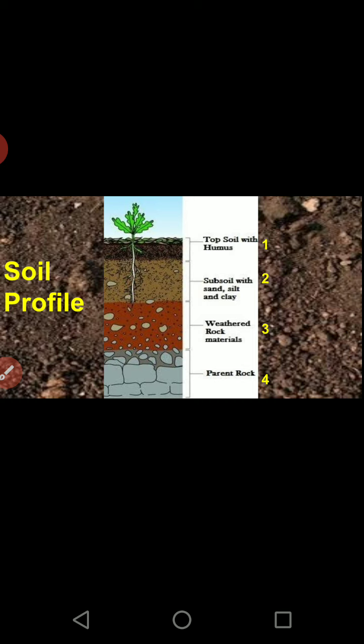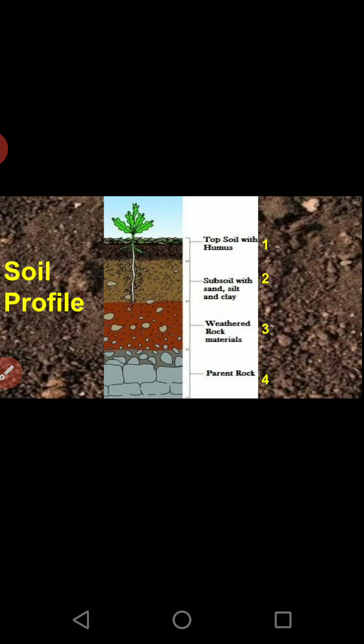So this is how the soil profile looks: you have the parent rock at the bottom, then weathered rock material, then subsoil with a sand, silt and clay mixture, and finally the topmost soil with the humus collection. So likewise you get the fine layer at the top of the soil. Now it is not always possible to find such a profile in all types of soil, because this is a basic formation process, but not all soils will have the same process.